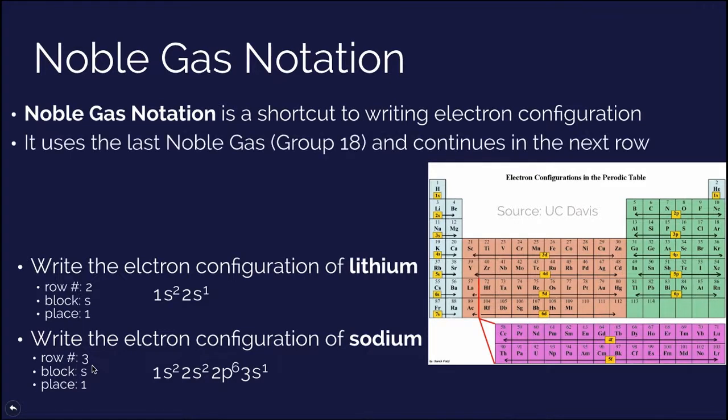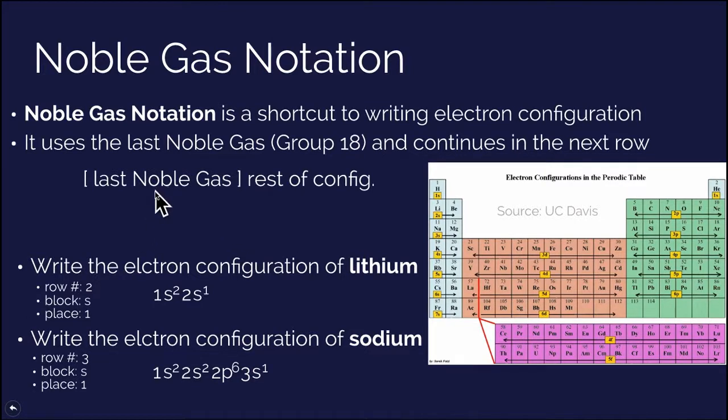The way that this one works is that it takes the last noble gas that we pass on the way to the element that we're focusing on, and then we make the assumption that we have the same electrons as that noble gas. I know it seems a little bit confusing, so let me show you how it actually works.